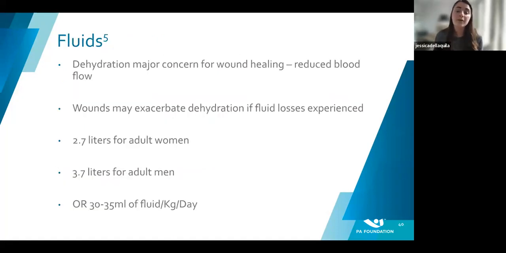Fluids. When we have a wound, there's actually a big risk for insensible losses, especially if that wound is moist. So we always want to keep in mind that the patient may have dehydration as well, so making sure that they're keeping up with their fluid intake.